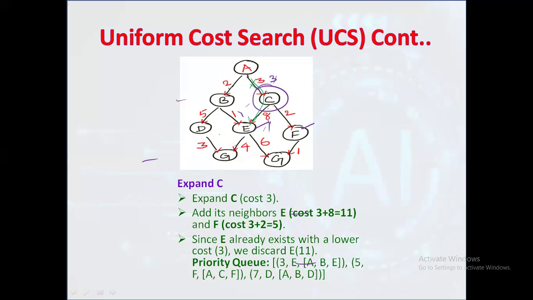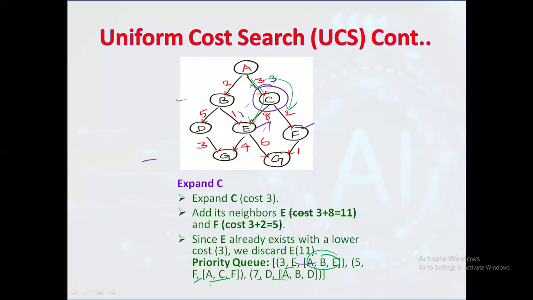The cumulative cost to reach F is 3 plus 2, which is 5. So F is added to the queue. Now the priority queue is 3, E, ABE; 5, F, ACF; and 7, D, ABD. Just look at the graph. We'll write it in terms of tuples.